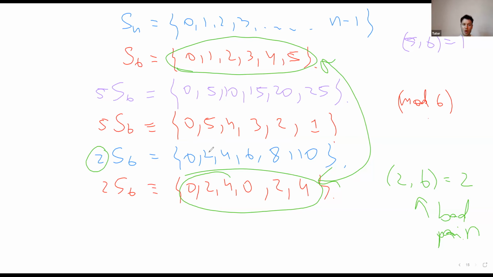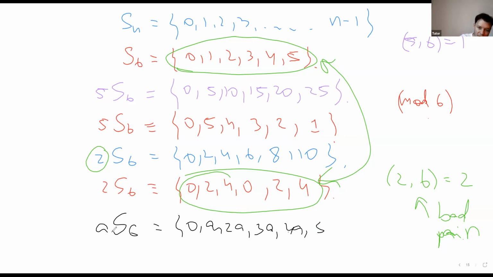So why does 2 times 3 give me a 0? Well, because 2 is a divisor of 6. 2 and 6 have something in common. So 2 and 6 are bad numbers. So if I take any a and I multiply it by Z6, then I'm going to get the remainders 0a, 1a, 2a, 3a, 4a, 5a, as long as a and 6 are good, so if gcd of a and 6 is equal to 1. So basically, if I had a good pair.